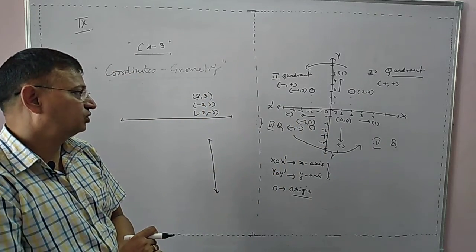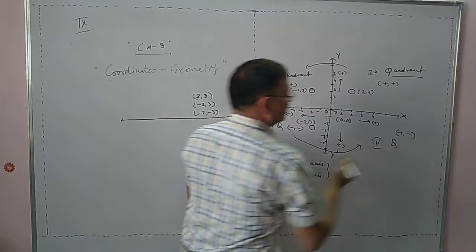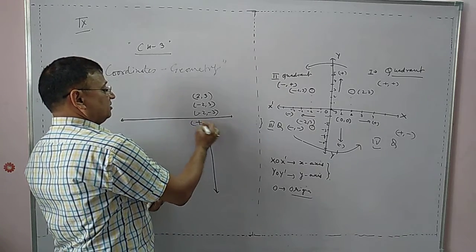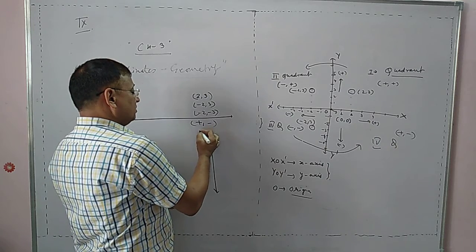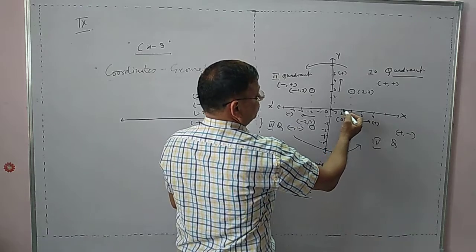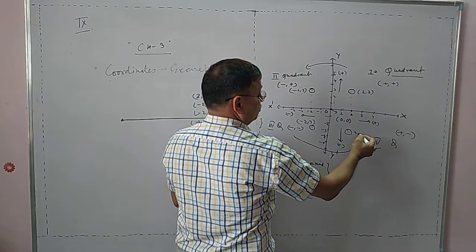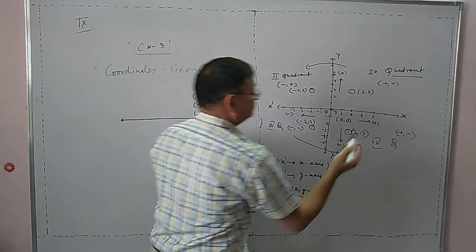And in the last, fourth quadrant, plus, minus. Plus and minus, plus and minus, means this time first is positive and second is negative. So first 1 and 2, and negative is this one. This point is 2, minus 3.